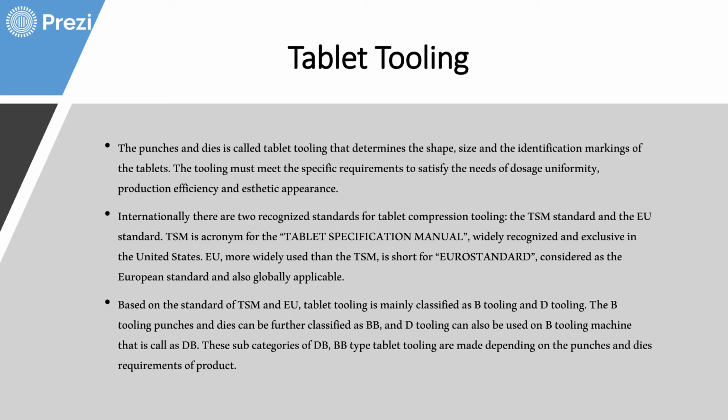When we talk in terms of tooling, there are two types: B tooling and D tooling. In broad terms, B tooling is used for making small tablets, and D tooling is used for making large tablets. Apart from large and small sizes, if we want to make medium size tablets, they will be defined by the BB tooling or the DB tooling. Altogether there are four types: B tooling, BB tooling, DB tooling and D tooling. B is for the smaller tablets, D is for the larger tablets. Let us study their dimensions and other requirements in the subsequent session.